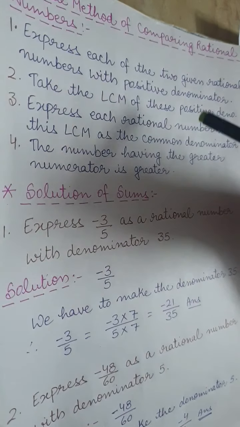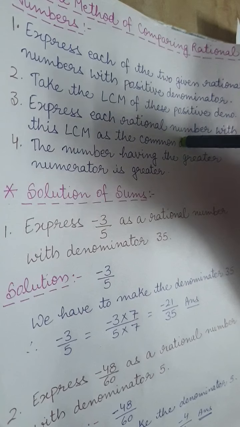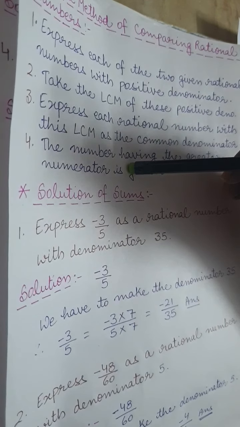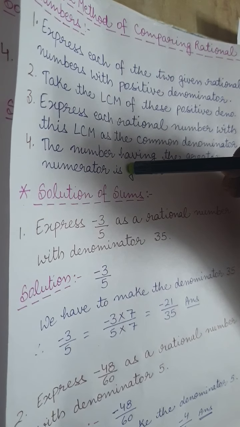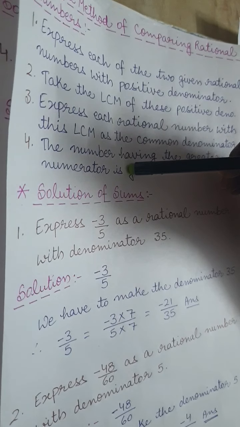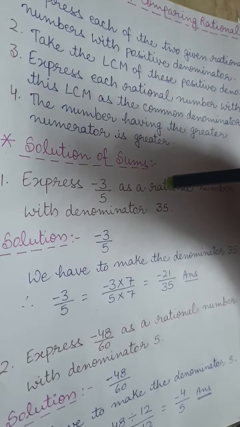ठीक है, तो अब डिनोमिनेटर्स हमने थर्ड स्टेप में क्या कर लिए? सबके कॉमन सेम कर लिए. अब इसके बाद क्या होगा? जिसका भी न्यूमरेटर ग्रेटर है दैट विल बी कंसिडर्ड एज अ ग्रेटर नंबर. सो दिस इज अ सिंपल इंट्रोडक्शन ऑफ द चैप्टर. नाउ मूव टू द एक्सरसाइज.